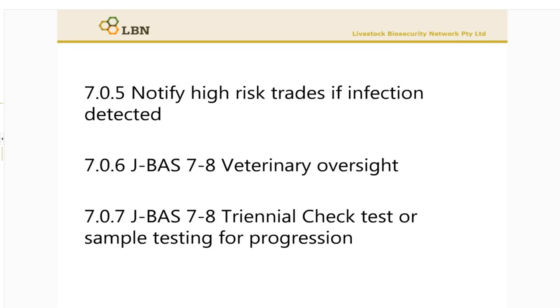For JBAS 7 and 8, veterinary oversight is required, so you need to employ a veterinarian. And I would implore people from the southern states to use previous market assurance program vets, as they're probably the vets you want to use. In states like Queensland, New South Wales and Western Australia, where there aren't many market assurance program vets, an experienced cattle vet is the person you want to look for. And of course, there's the requirement for testing every 3 years with a check test, or if you want to progress from a 6 to a 7 or a 7 to an 8, you do your sample testing as well.